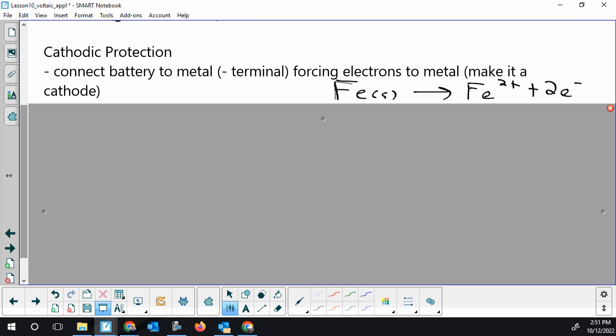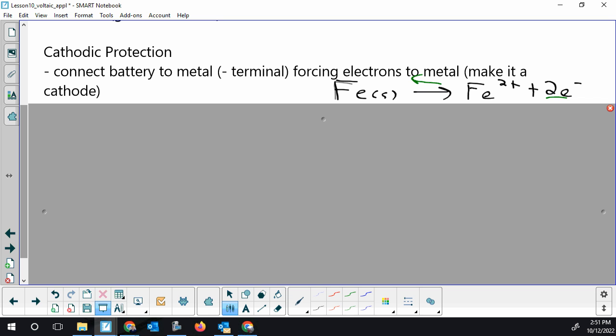So we want to connect the negative terminal of a battery to our piece of iron. We want to force electrons to the iron. So if we think of our electrons as a product and we want to force this reaction to go backwards, we're going to input electrons, which would drive this in reverse. And if we try to drive it in reverse, nothing is going to happen, which is good. The iron is just going to stay there.